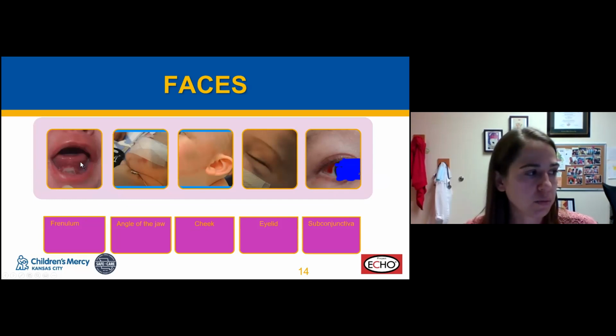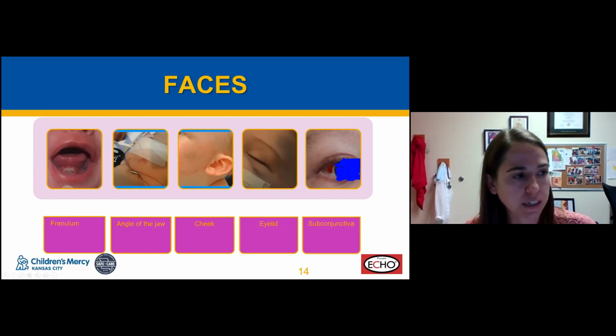FACES, so frenulum, this baby has a frenulum tear under the tongue, or sublingual. Remember to look at your frenulum under the lips as well. And then angle of the jaw, cheek, the soft part of the cheek in this child. This child has eyelid bruising, and then this demonstrates a subconjunctival hemorrhage.